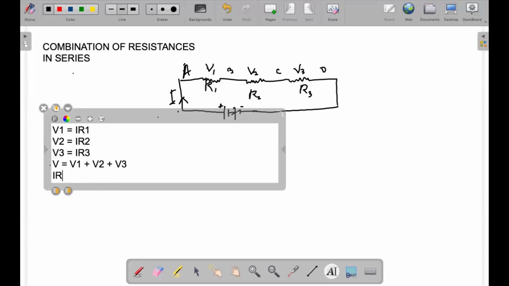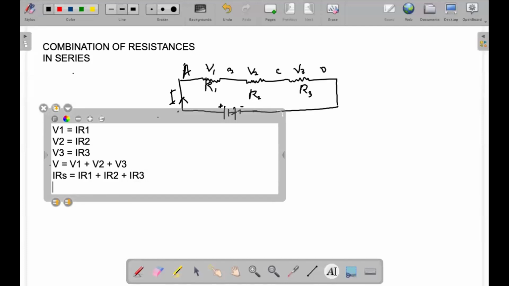So V is equal to I R_S, where R_S denotes the equivalent resistance in the series combination. This will be equal to IR1 plus IR2 plus IR3. Taking I common, we are left with I R_S equal to I times (R1 plus R2 plus R3). Right? So the equivalent resistance between A and D is equal to R1 plus R2 plus R3.